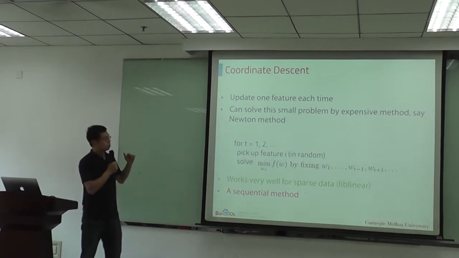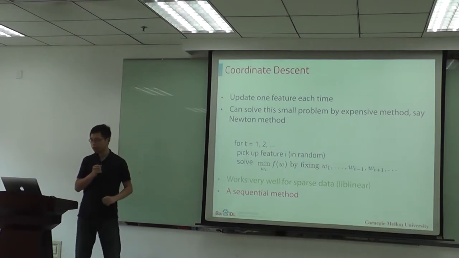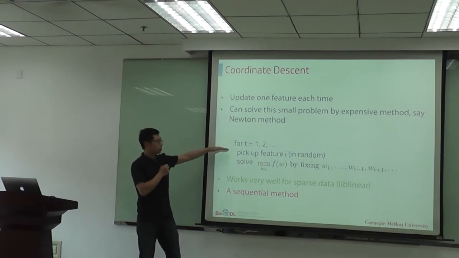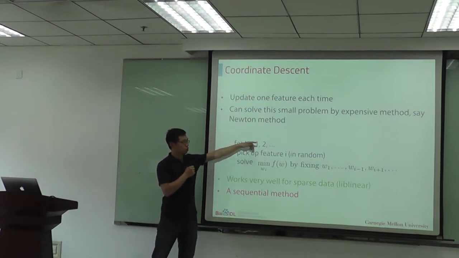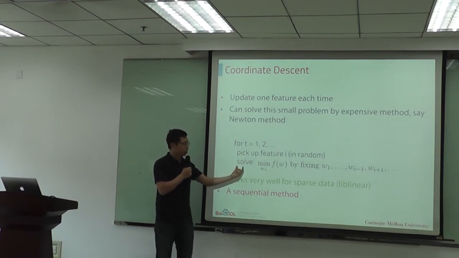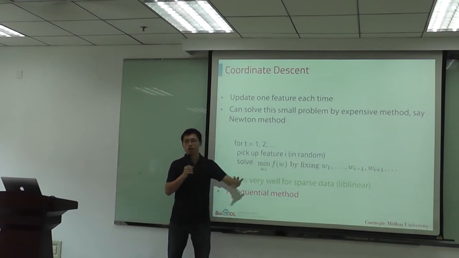It's a very simple algorithm. Each time you choose one feature and update the weight of this feature. So this is where the algorithm is very simple. From time 1, 2, 3, 4, each time you pick a feature randomly and minimize this objective function by fixing all the other features.